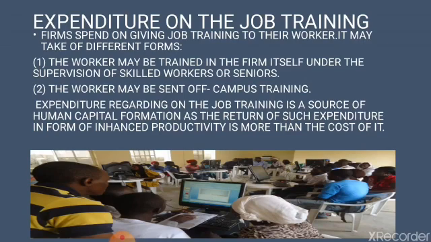Next, expenditure on on-the-job training. Firms spend on giving job training to their workers. It may take different forms. First, the worker may be trained in the firm itself under the supervision of skilled workers or seniors. Next, the worker may be sent for off-campus training. Expenditure on on-the-job training is a source of human capital formation as the return on such expenditure in the form of enhanced productivity is more than the cost of it.